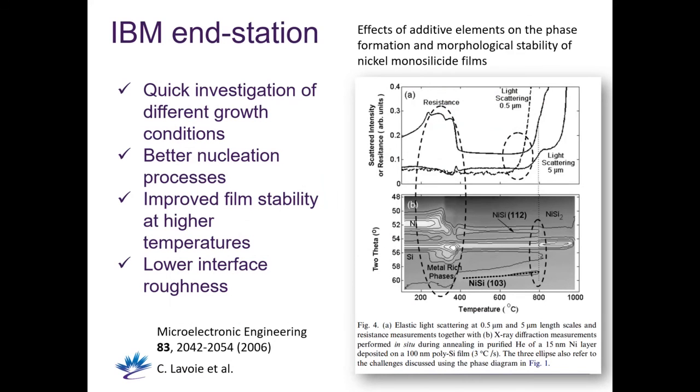Here's another example. This time they have nickel silicide films. And again, while heating, you can see how the nickel silicide phases form. They can go back and forth and get reversibility. They can see how the resistance and the roughness are changing at the same time. So the whole setup allows them to investigate different growth conditions, to then come up with better nucleation processes and come up with films that have better stability and lower roughness.